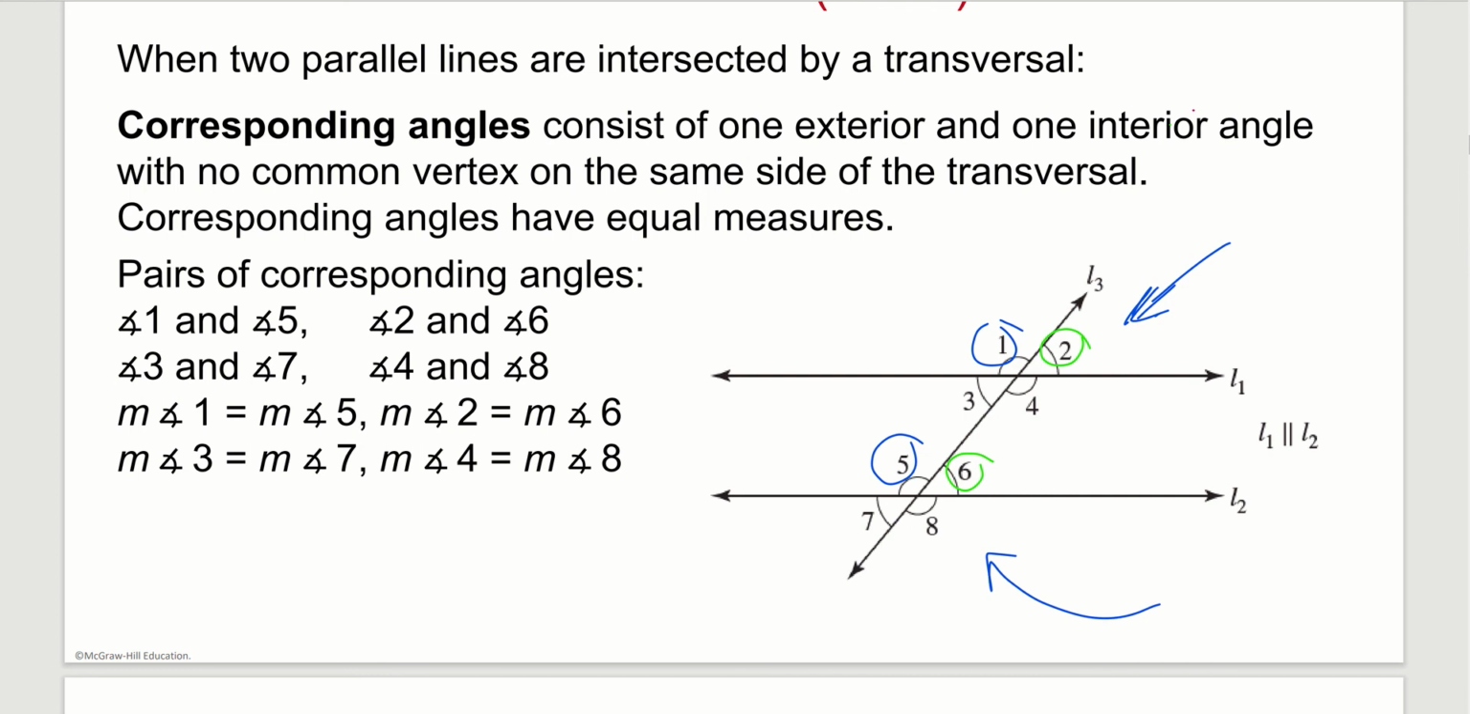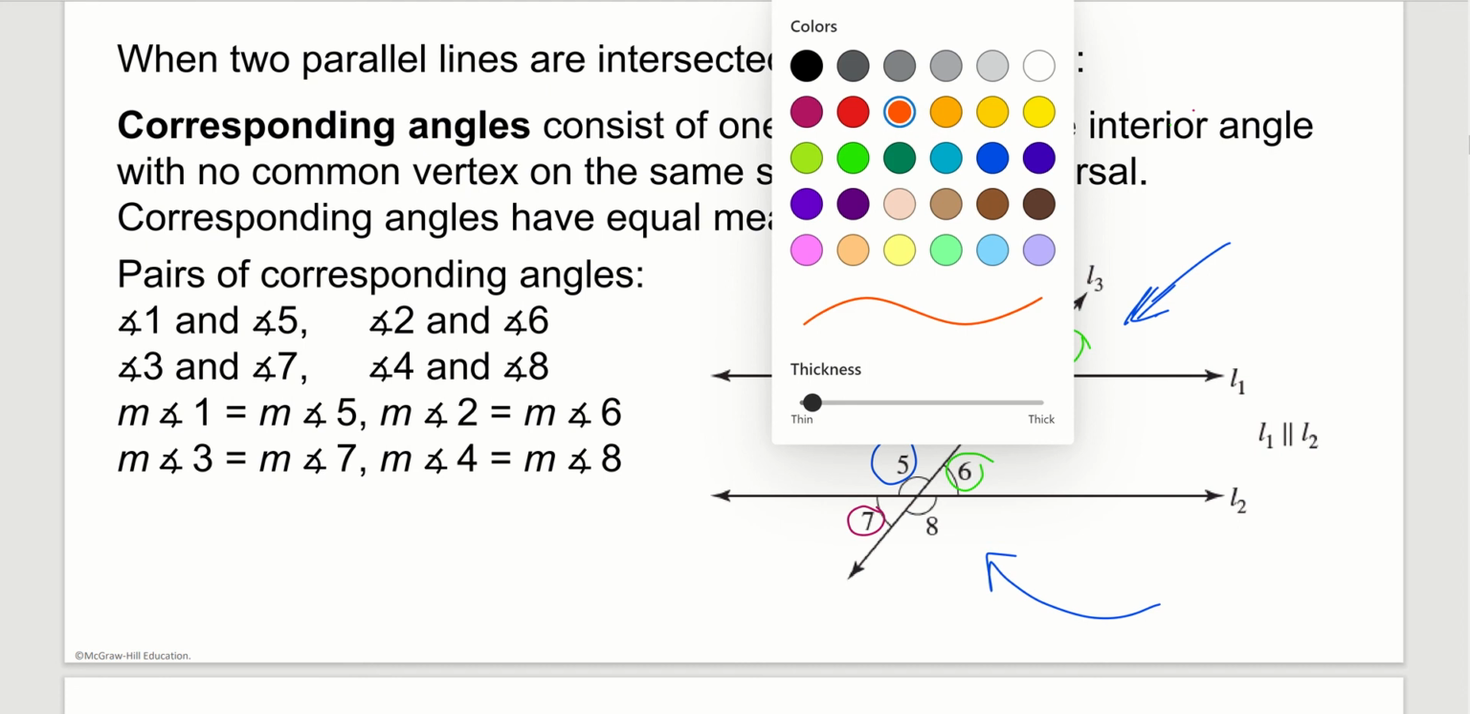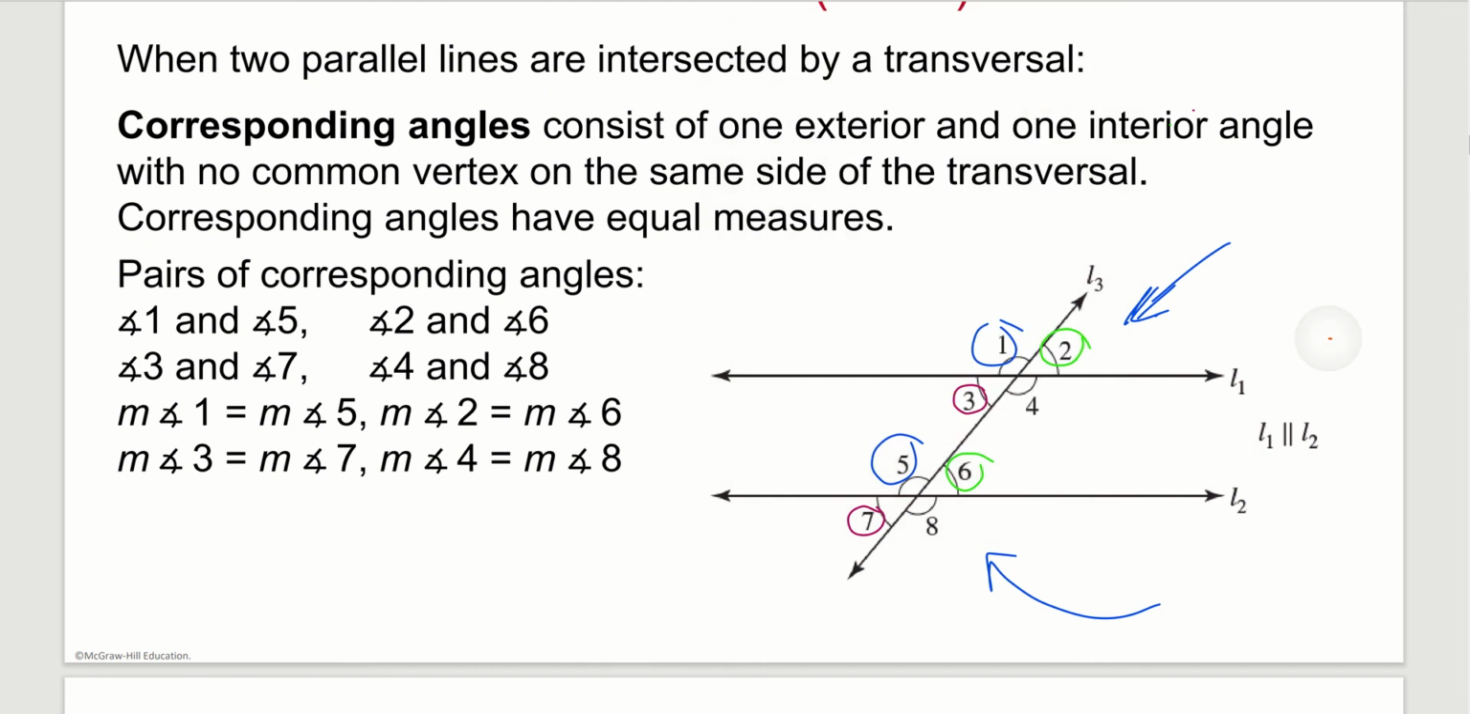The next one we're going to look at is going to be angle 3 and angle 7. Those are both corresponding angles. They both happen to lie below their respective parallel and to the left of the transversal, so they're going to be equal in measurement. And then the last pair of corresponding angles would be 4 and 8. They're both below the parallel and to the right of the transversal, so they too would have equal measures.